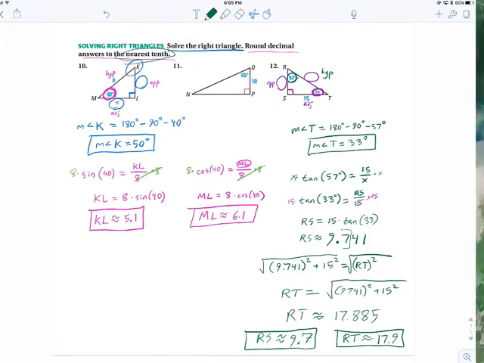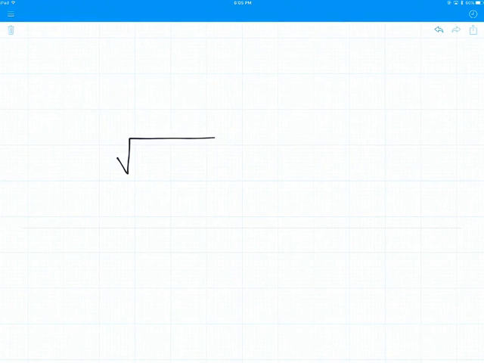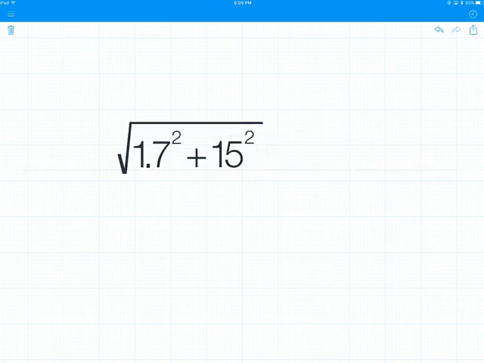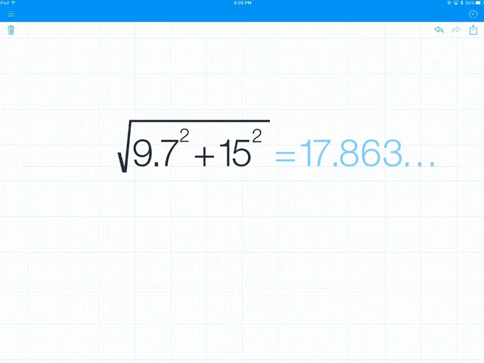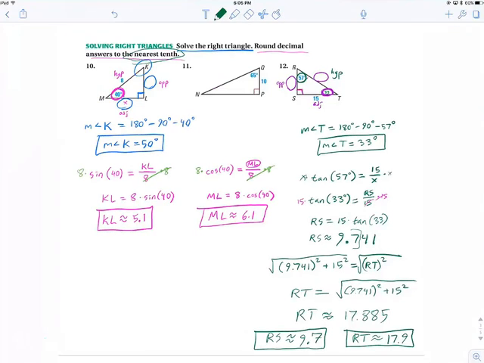Okay. So square root of 9.7 squared plus 15 squared. That's 17.863. So we'd still get 17.9, but you can tell that the last, second, and third digits over here are different. Okay, so I just want to make a final comment, but that's all the practice problems.